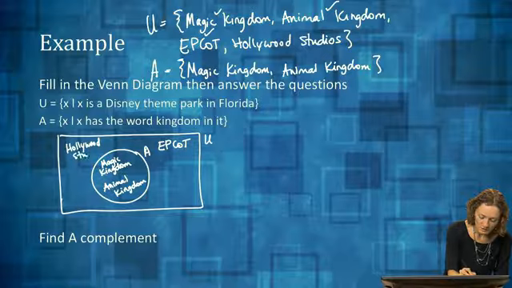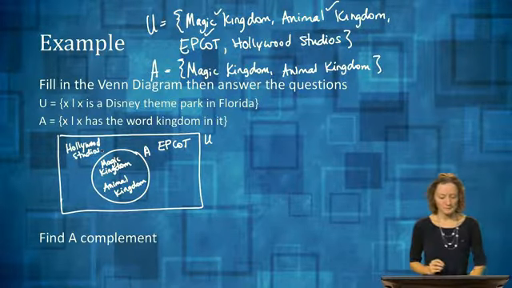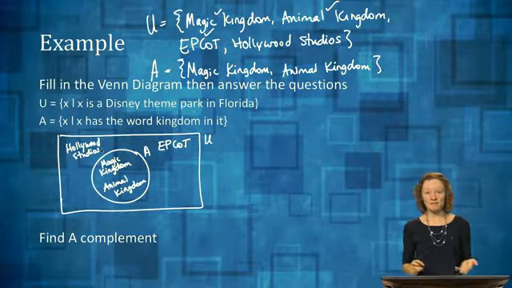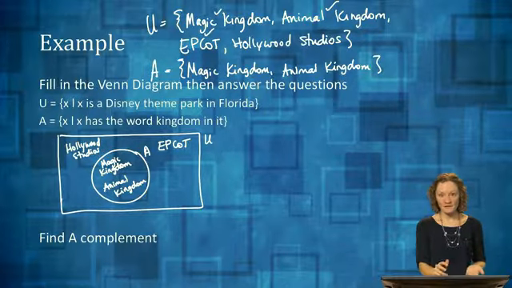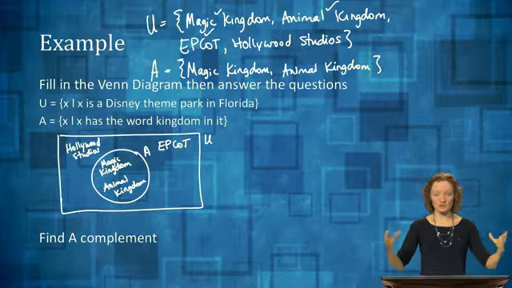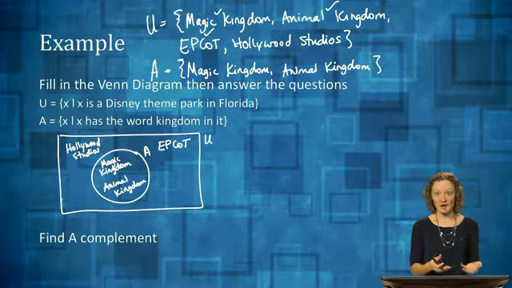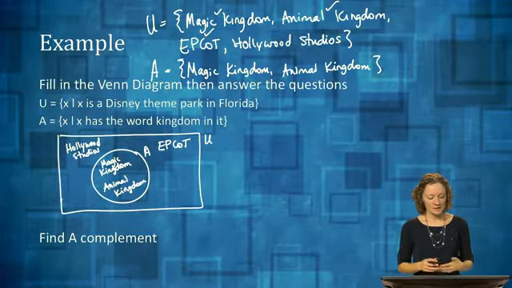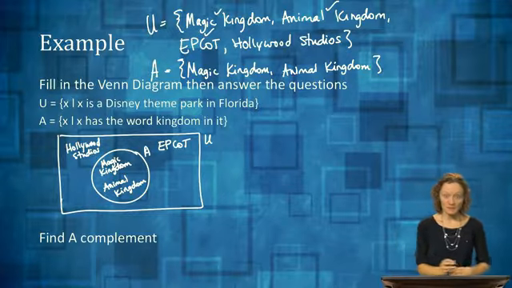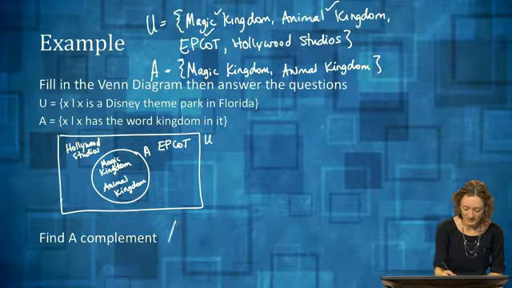Hollywood Studios. So that's the first part of this question. Fill in the Venn diagram. We've done it. There's your visual representation of this information, the universe with the set inside of it and all the elements listed there. Okay, then the question that goes along with this one is to find a complement.